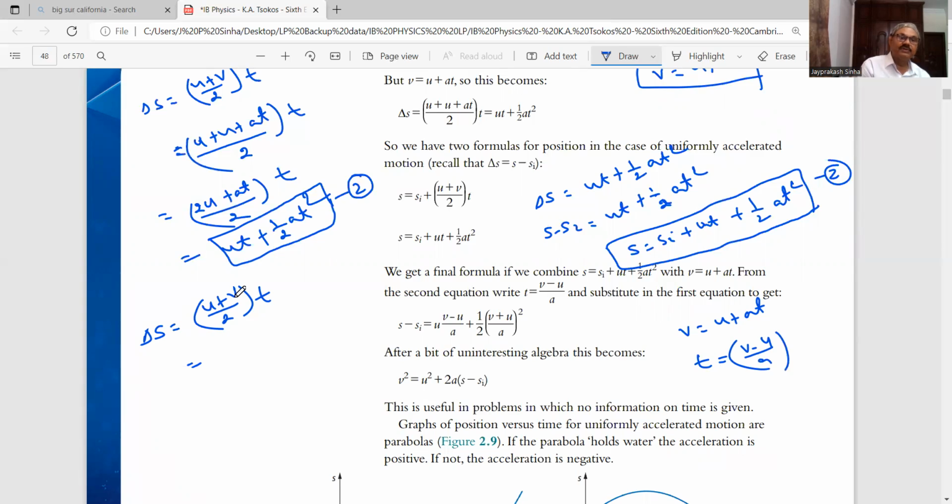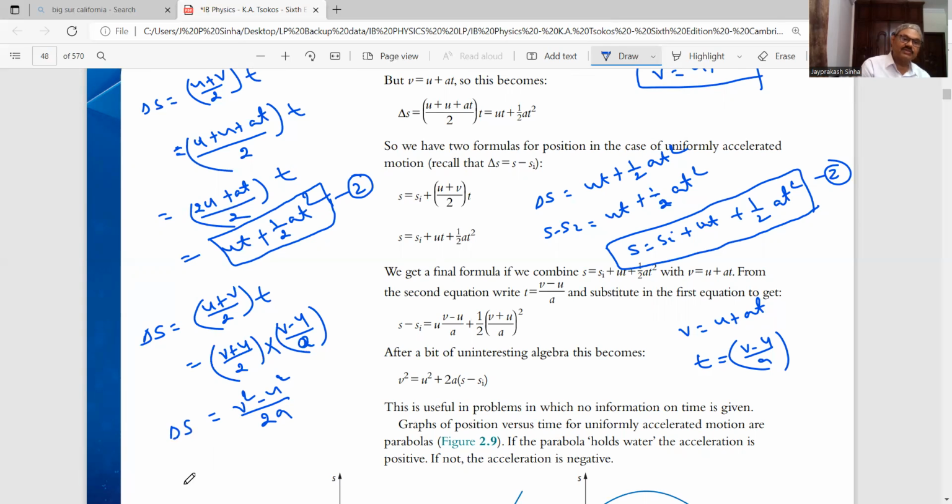So here we'll put this: we are writing v plus u upon 2 multiplied by v minus u upon a. So this becomes a plus b into a minus b. V plus u into v minus u becomes v square minus u square, and this is your a. See here, t is equal to v minus u upon a. So v square minus u square upon 2a, and here it is delta s.